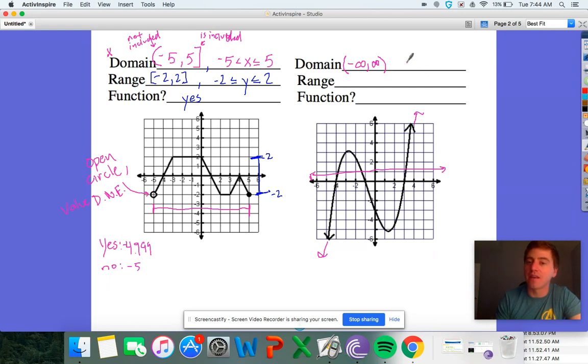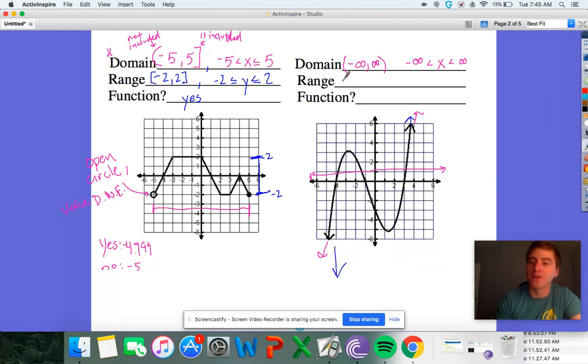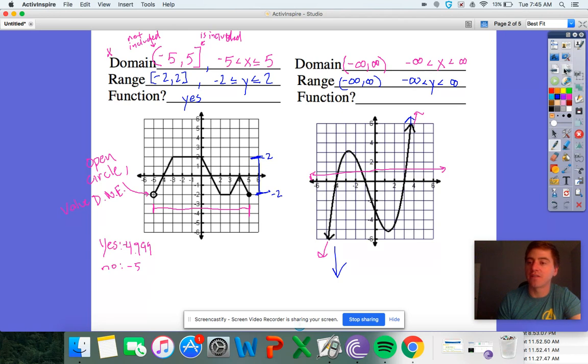So same thing if you were to write it like this, less than, you would never say less than or equal to because you can't be equal to infinity. X is less than infinity. Okay. You can see it's going to be the same thing with the range. It goes forever that way and forever this way. So the range is going to be all real numbers as well. And again, you could write it like this, or you could literally state all real numbers if you wanted. And again, this is a function.